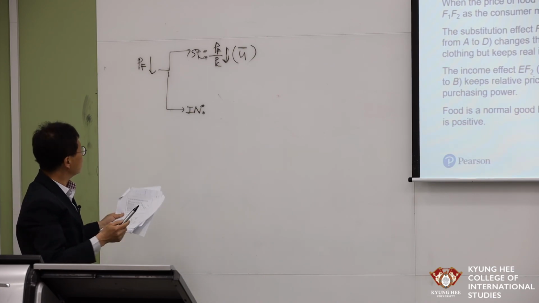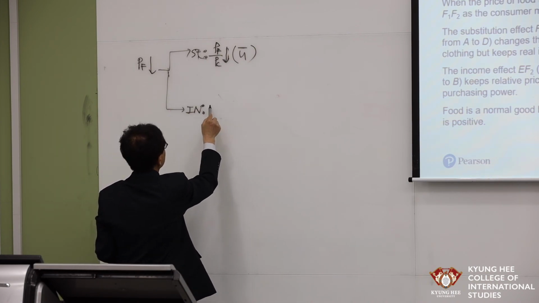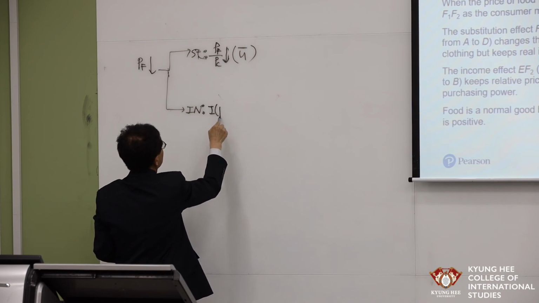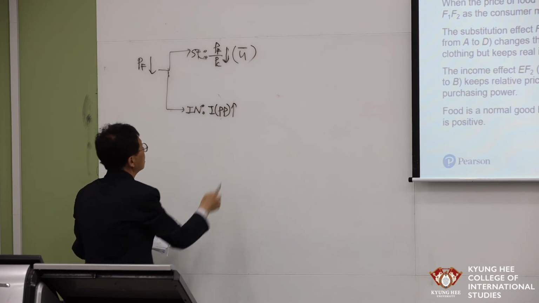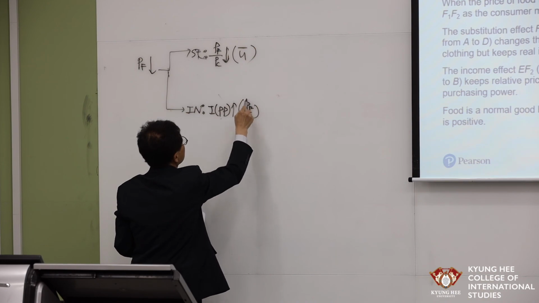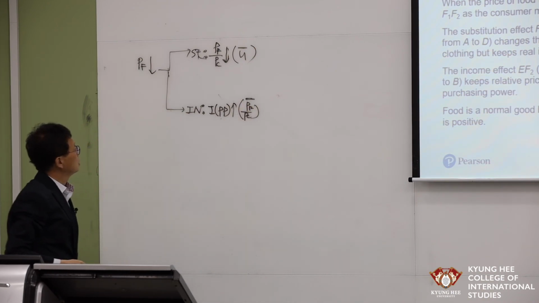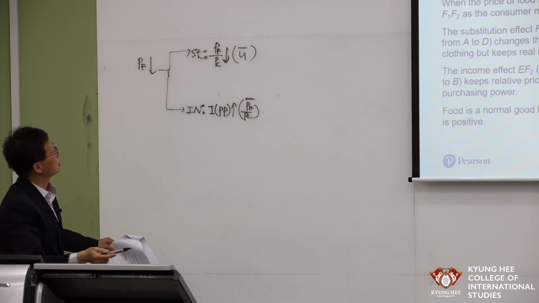Right? Then what is the income effect? Purchasing power, or simply income, or purchasing power increases, right? Holding PF over PC constant. That is the income effect, isn't it? Right? Then what happened in this graph?